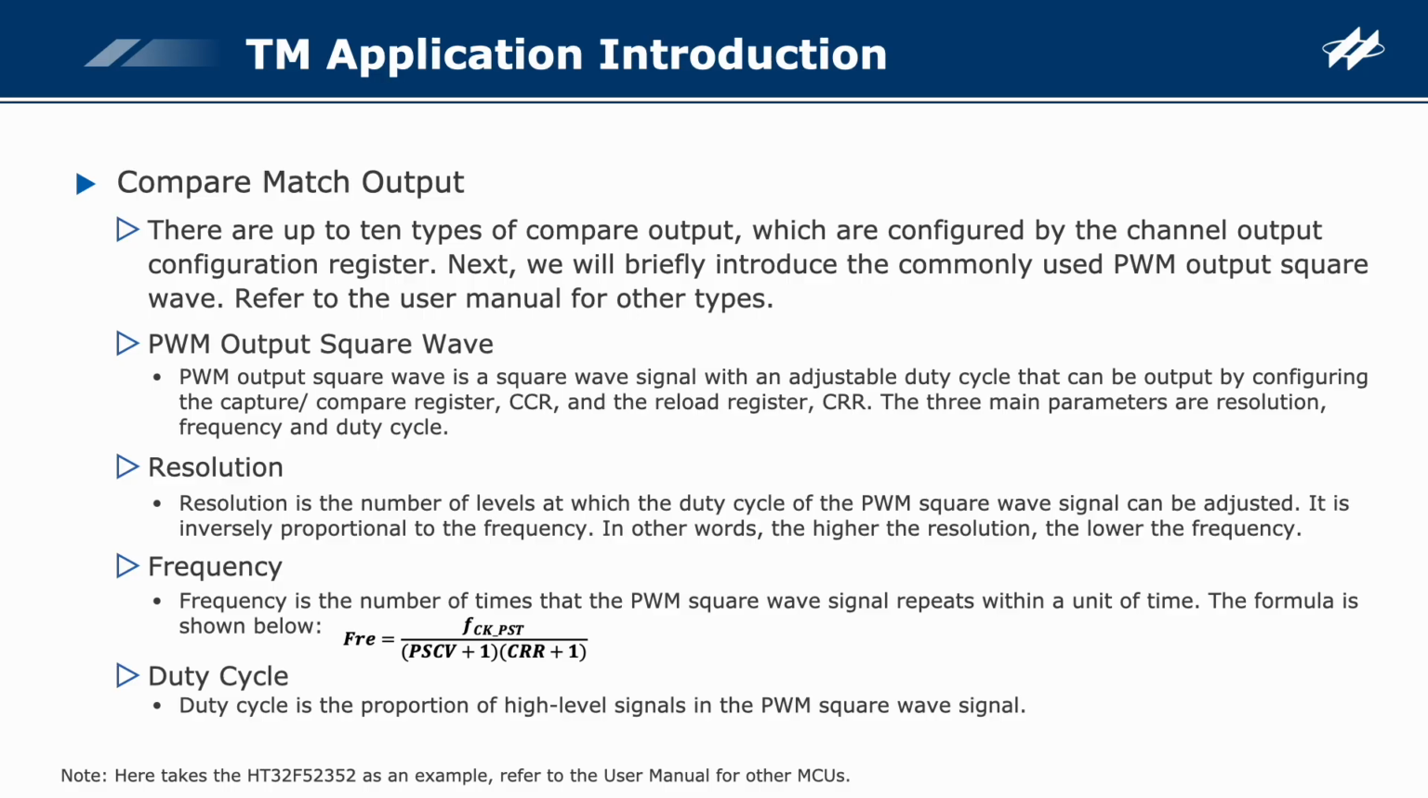It is inversely proportional to the frequency. In other words, the higher the resolution, the lower the frequency. Frequency is the number of times that the PWM square wave signal repeats within a unit of time. The calculation formula is shown above, where FCK-PST is the clock frequency of the clock source, PSCV is the prescaler value, and CRR is the reload register value.